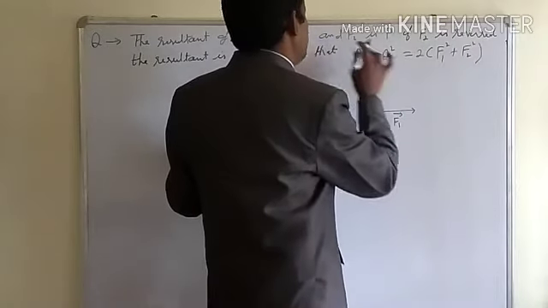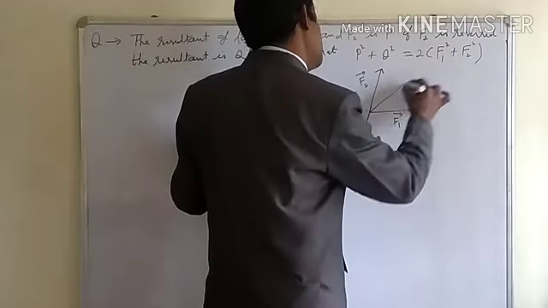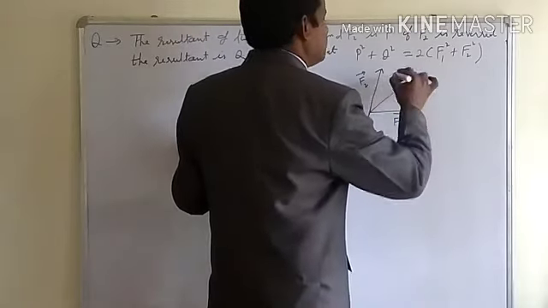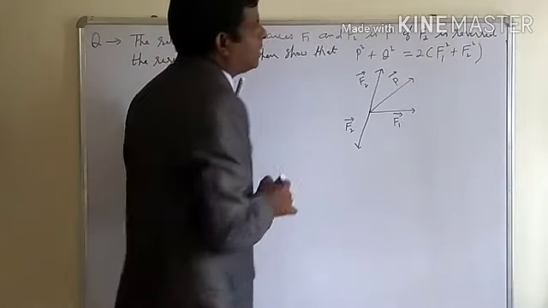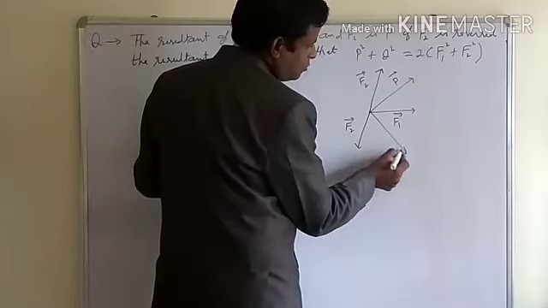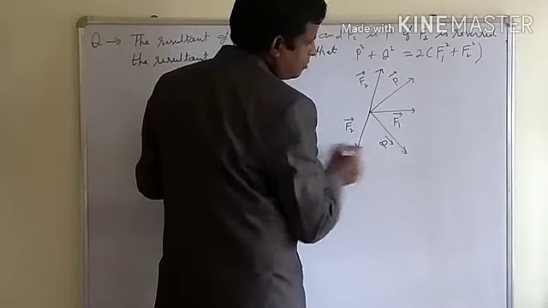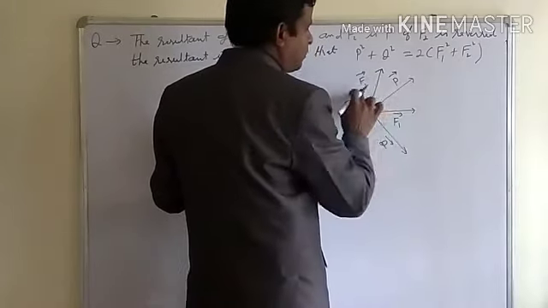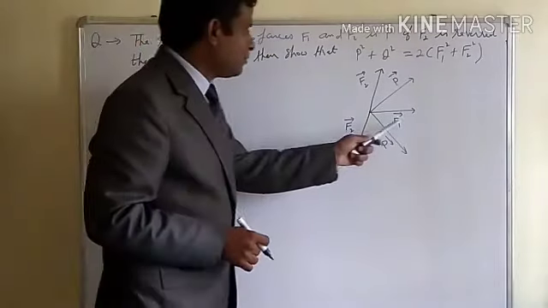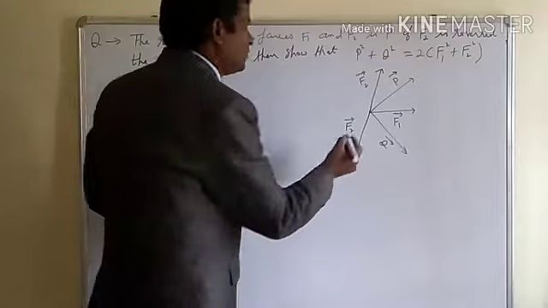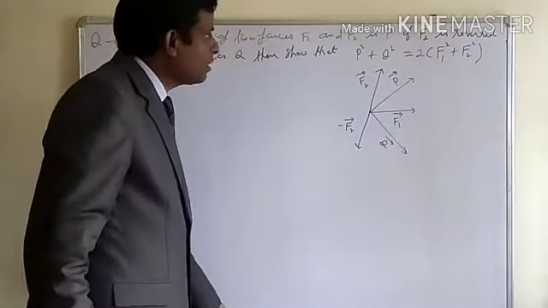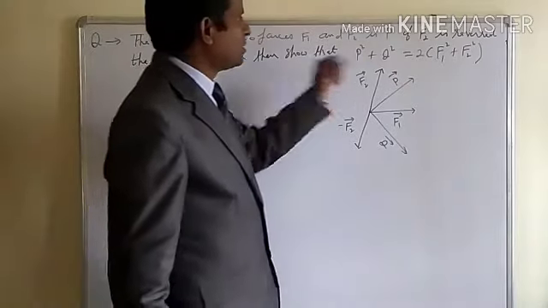So suppose this was the resultant. This is P. P is the resultant, and when F2 is reversed, the resultant will become Q. So this will become Q. P is the resultant of F1 and F2, and Q is the resultant of F1 and F2 reversed. So that means minus F2. Clear? So we have to show this relation. Then how will I show it?